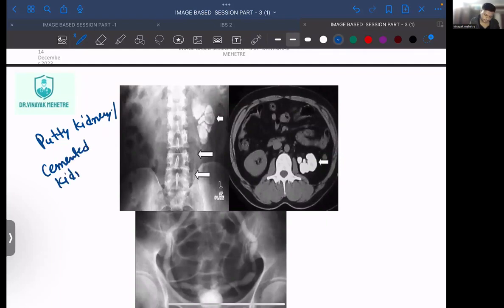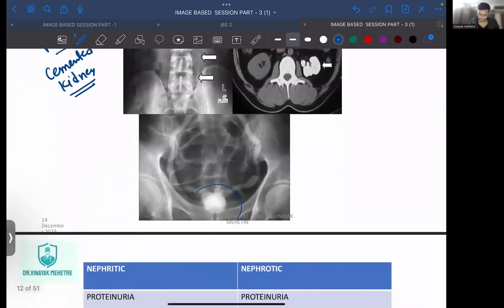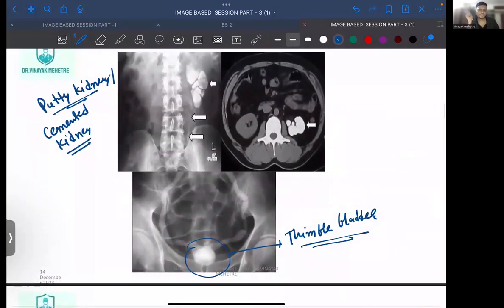I had taught this also. TB. TB. This is called as thimble bladder. Whenever you are getting question on hemoptysis in India, it is going to be TB. So 99% of the time question is on TB as soon as you will see hemoptysis.